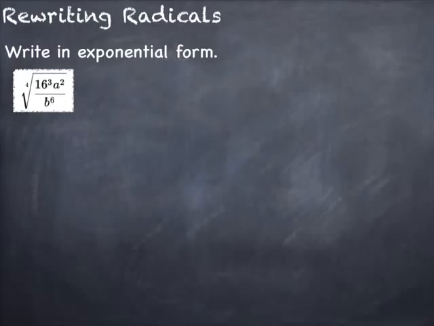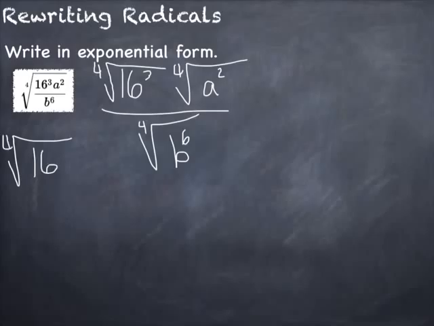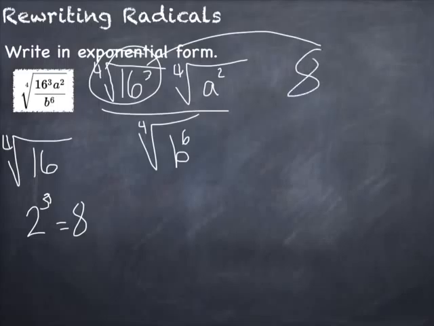Since this is the 4th root, we're going to write everything to the 1/4 power. Now, before we do that, let's separate it out. We've got the 4th root of 16 cubed, the 4th root of a squared, and in the denominator, we have the 4th root of b to the 6th. So let's take each one separately. The 4th root of 16 cubed: well, the 4th root of 16 is 2, and 2 cubed is 8. So this here becomes 8.